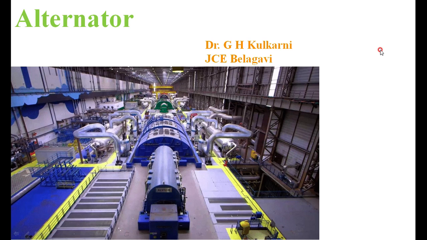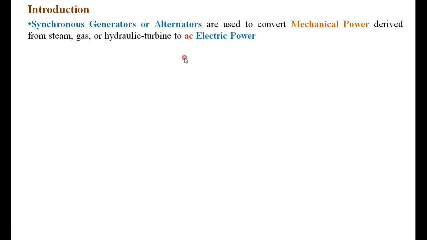Alternator. Whatever electricity you are getting is generated by the alternator. It is also called the synchronous generator, or AC generator. Basically, the alternator or generator converts mechanical energy into electrical energy. That is, the synchronous generator or alternator is converting mechanical energy into electrical energy.